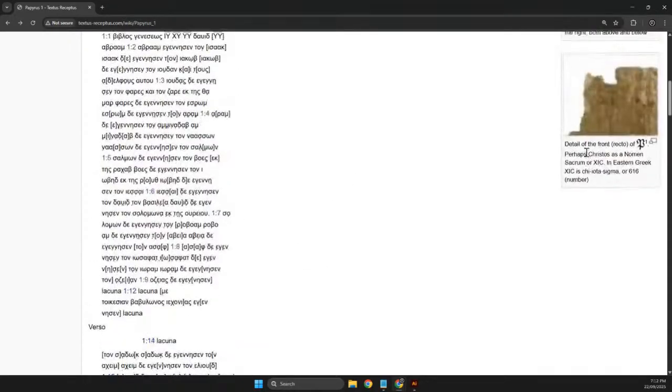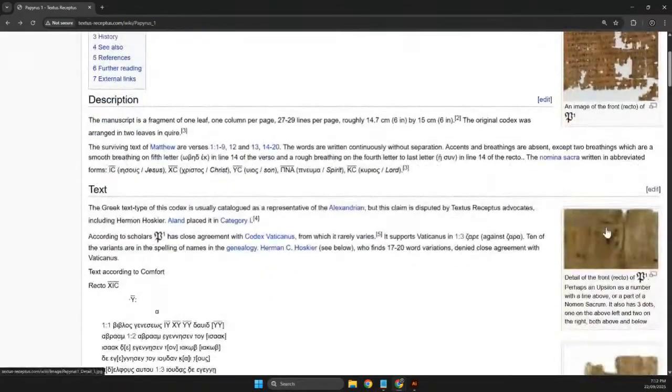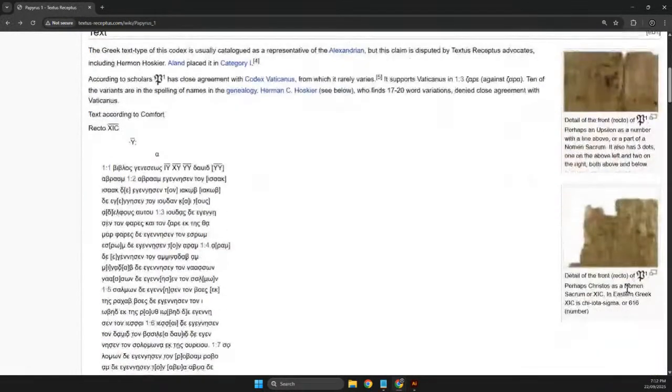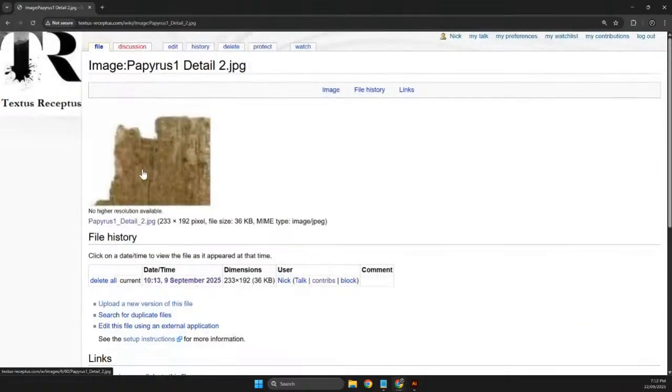So yeah, and also what I'm doing too is I'm putting in these pictures so that people can know what I'm looking at and see that there. So that's that upsilon there, and this is the 616, the neighbor of the beast. It says that there, XIC, or the key, the iota, and the sigma with a line above it. Very interesting little tidbit there.